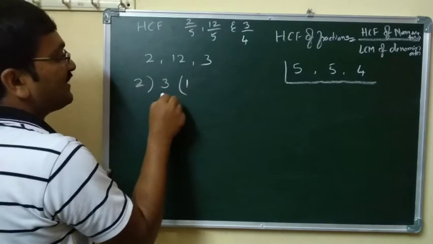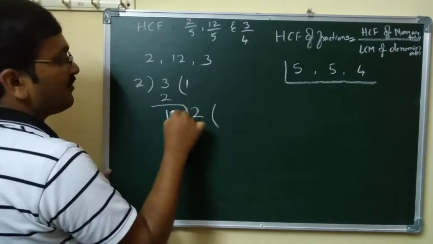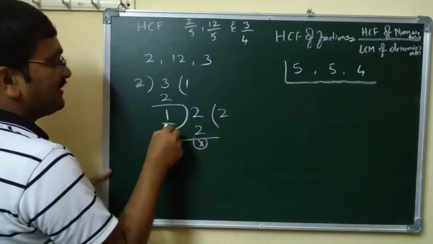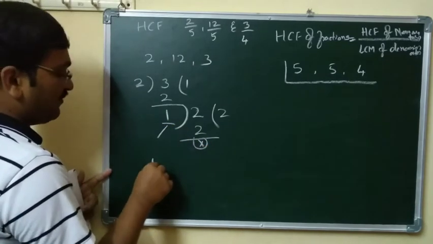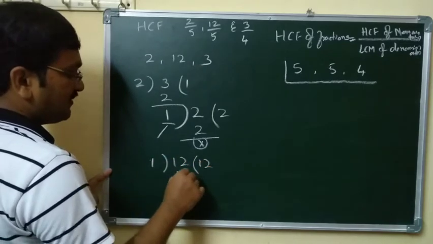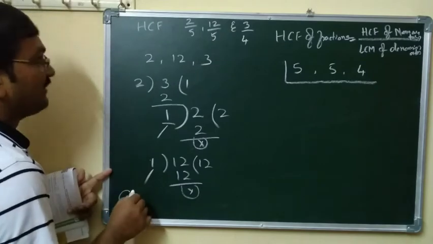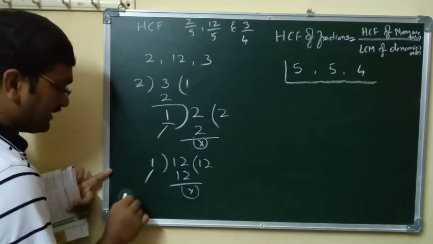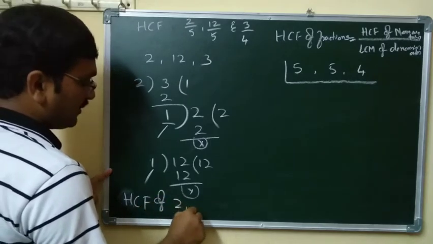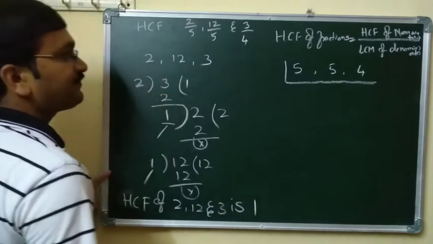So 2 ones are 2, 1 remains. See, this 2 will come here. So 1 2's are 2. So the HCF here is 1. So 1 and 12. So 1 12's are 12. So here the GCD is our HCF. We can call HCF also GCF. HCF of 2, 12 and 3 is 1.